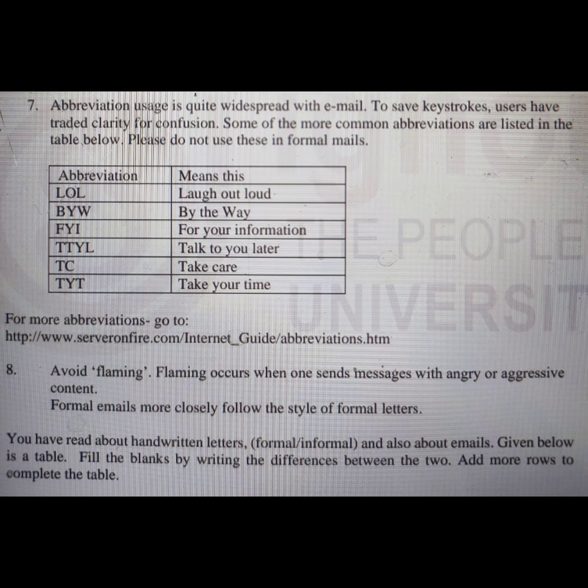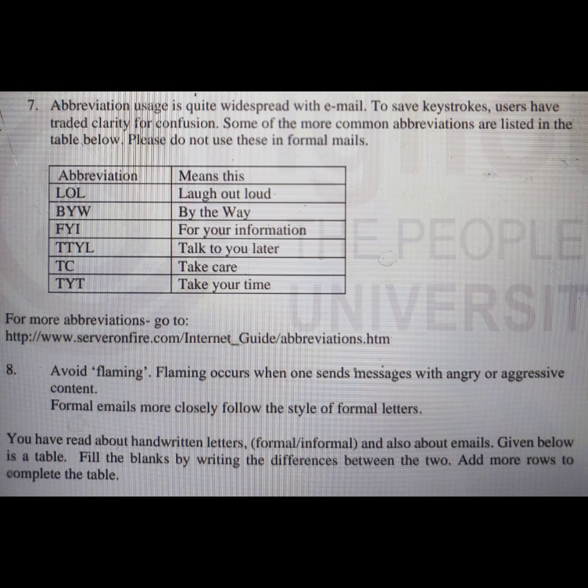Abbreviation: LOL, laugh out loud. BTW, by the way. FYI, for your information. TTYL, talk to you later. TC, take care. TYT, take your time. For more abbreviations go to the link. 8. Avoid flaming. Flaming occurs when one sends messages with angry or aggressive content. Formal emails more closely follow the style of formal letters.